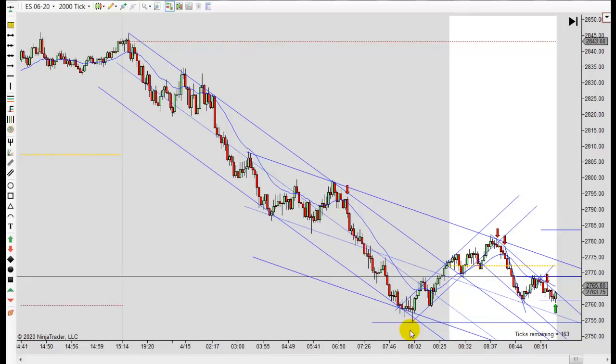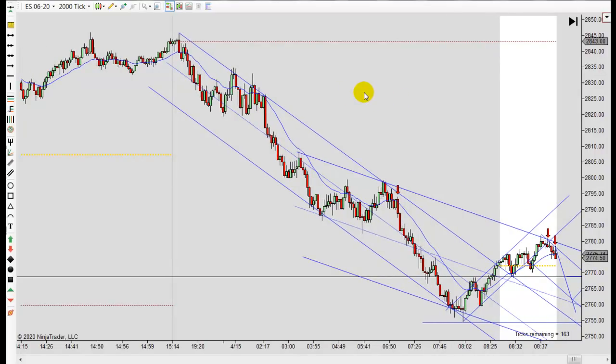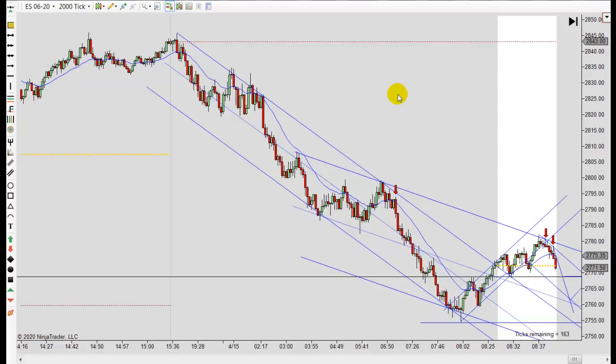Same thing here. I drew this one off the low and through the body. I used the close because it was coming down, but I drew it off the body right there, and guess what? That gave me that trend line all the way up. I never had to adjust it, never had to move it. And if you draw them that way, 90% of the time you'll get them right, and you won't have to adjust them or anything.